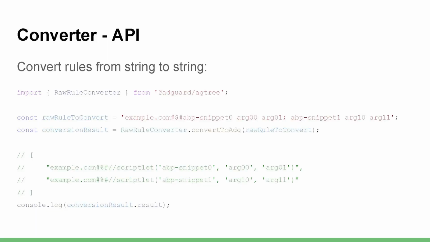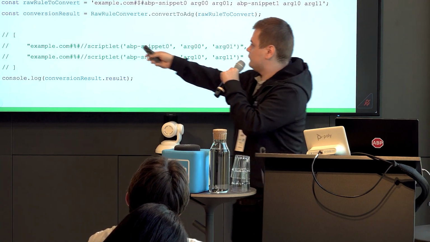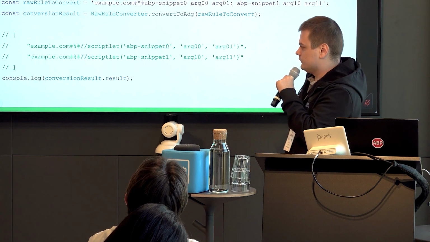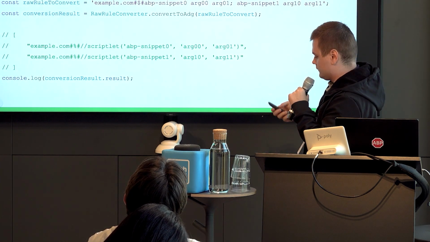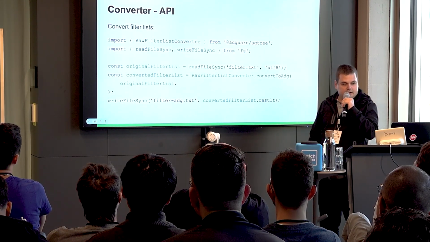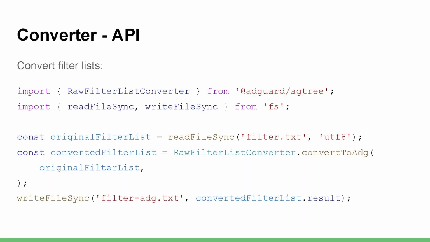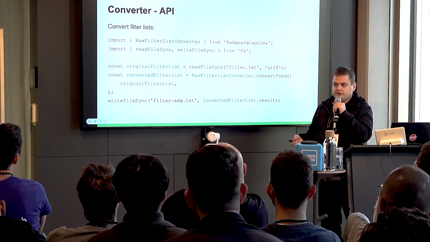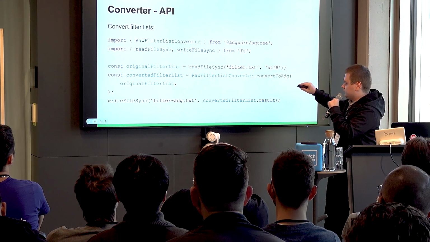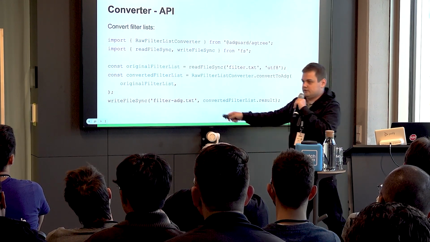This slide shows the same example by functionality, but it's using the string-to-string wrapper. You can see the rule converter, and it returns the same result. So if you want to do a string-to-string conversion, you don't need a lot of boilerplate code. And of course, it's also possible to convert the whole filter list. The simplest approach is to read the file content, do the conversion, and write it back to a file. That happens here, and it converts the filter to filter AdGuard TXT.